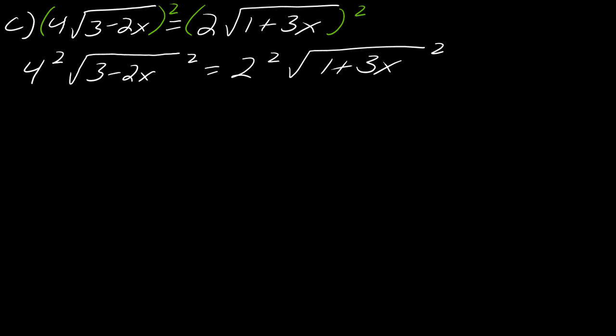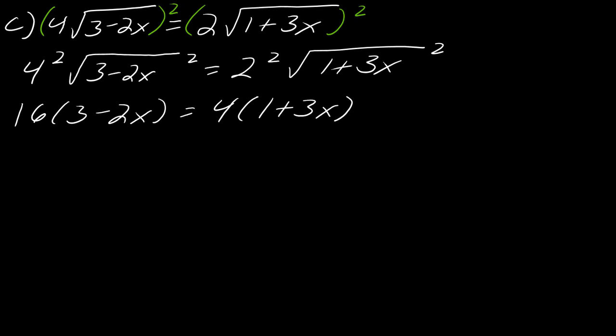So then this becomes 16 times 3 minus 2x, and this side becomes 4 times 1 plus 3x. So notice how I squared just the number right in front, so that's very important. So now from here, you're going to solve as usual.